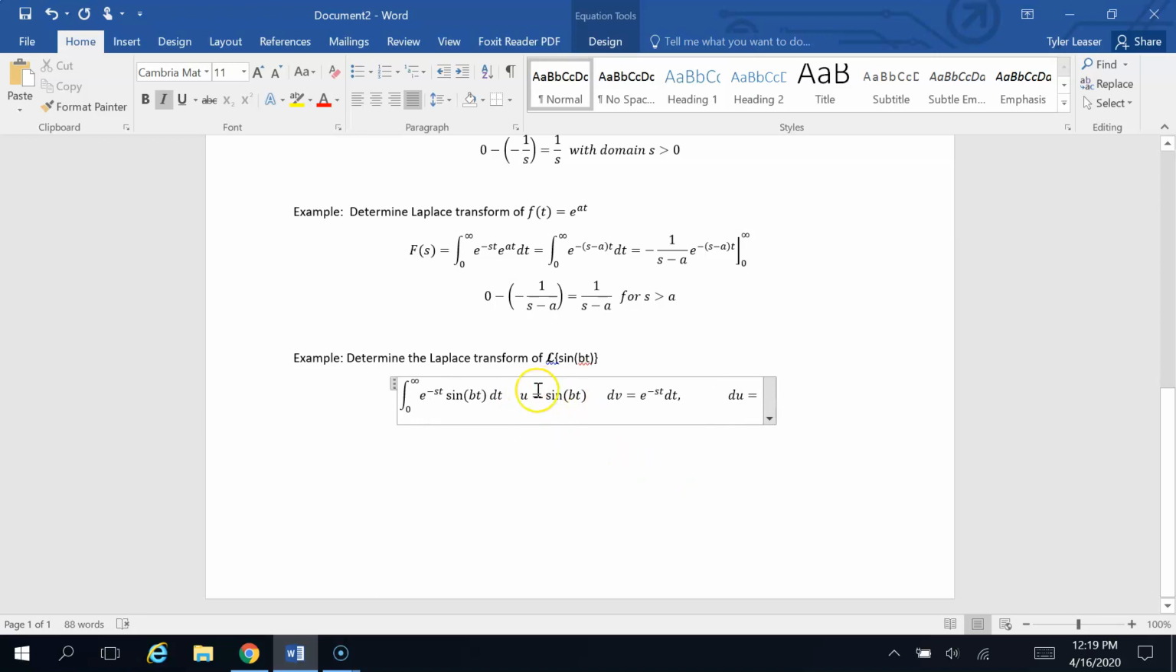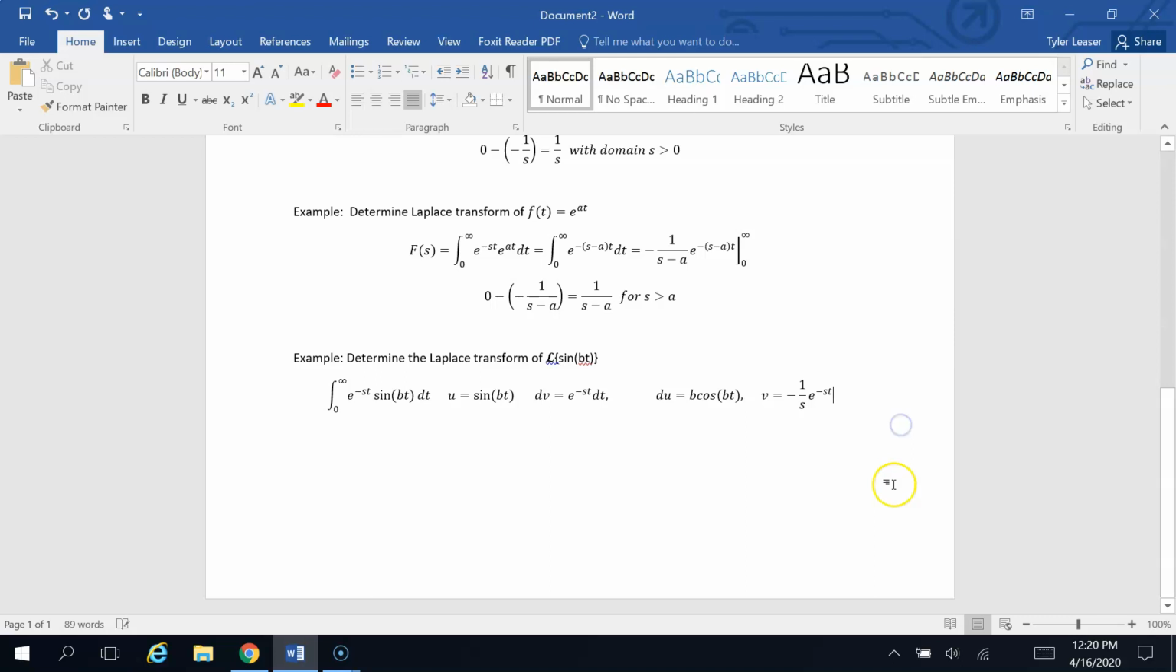Okay. We also need to find then the du and then the v. Du is the derivative of u. The b is going to come out, and then the derivative of sine is just cosine. The antiderivative of dv is that we're going to bring a negative 1 over s coming down from the exponent, and then we're going to leave it alone, e to the negative st.